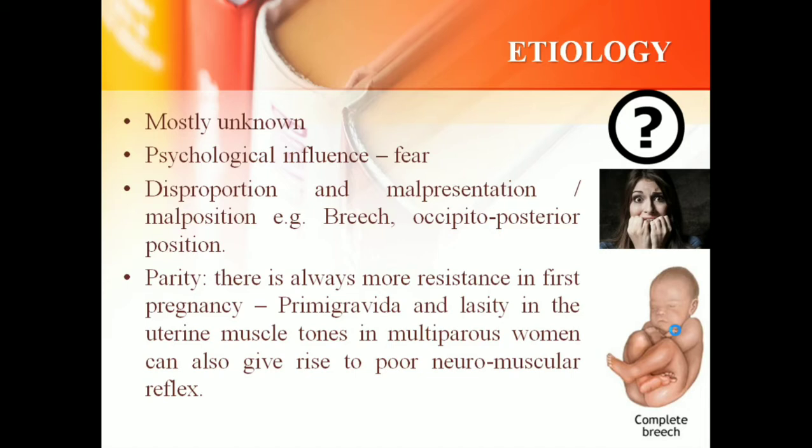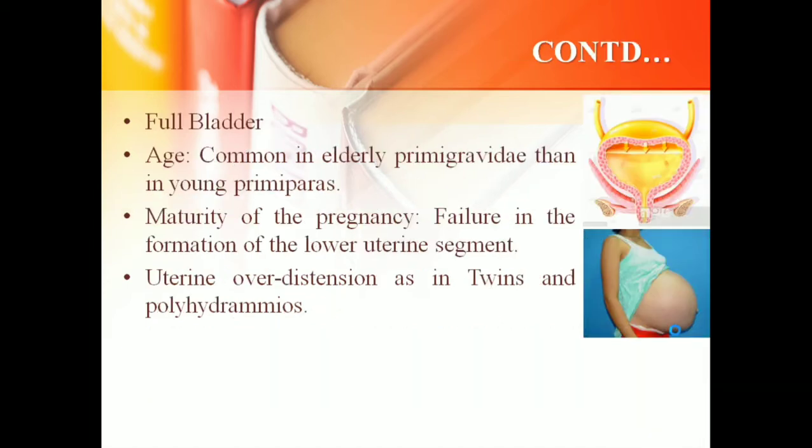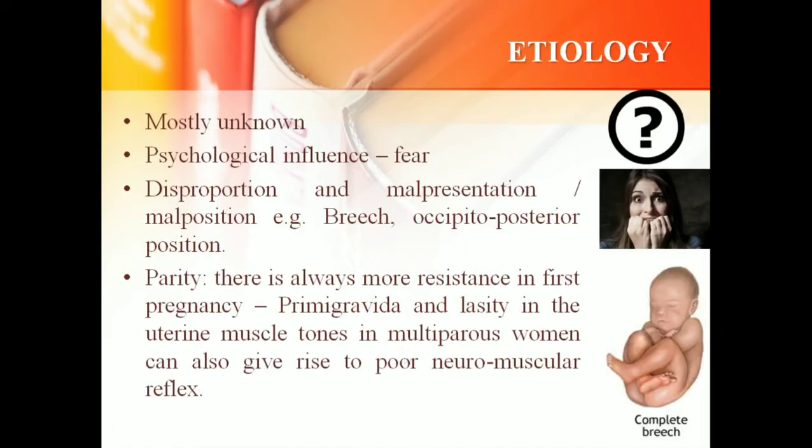There is always more resistance in the first pregnancy, that is, the primigravida is mostly affected. Then a full bladder can also cause abnormal uterine action, because when the bladder is full, it exerts pressure on the uterus. As a result, the normal pattern of uterine contractions is affected. It is also common in elderly primigravida than in young primigravida. Then there is the maturity of the pregnancy. Failure of formation of the lower uterine segment can also be a cause. Then if the uterus is overdistended, like in multiple pregnancy or polyhydramnios. These are all the etiological factors that can cause abnormal uterine actions.